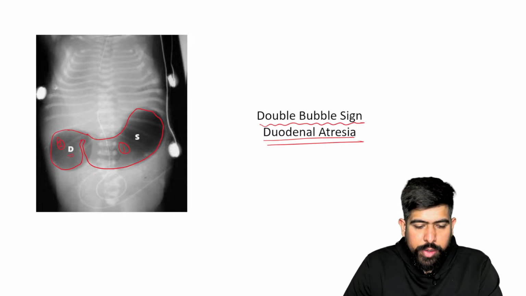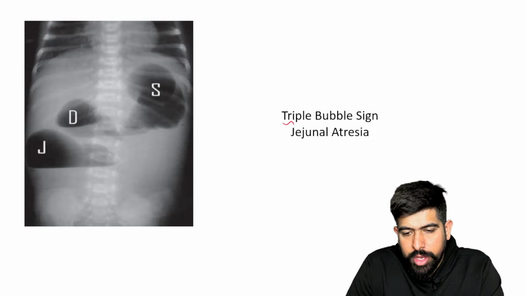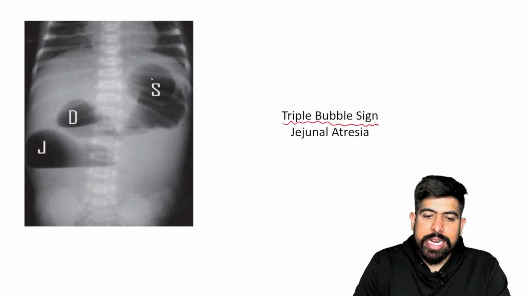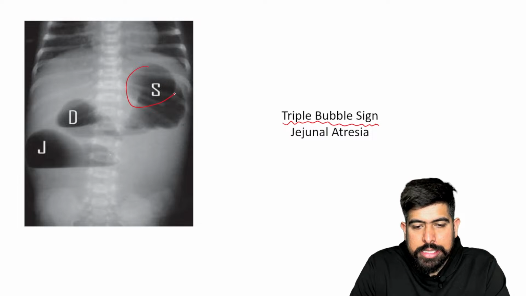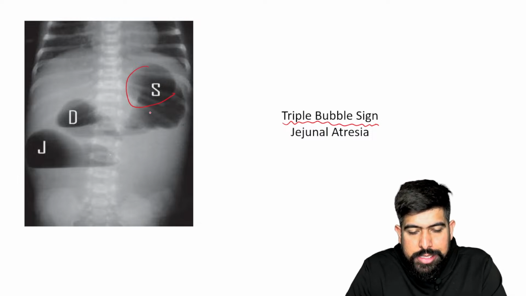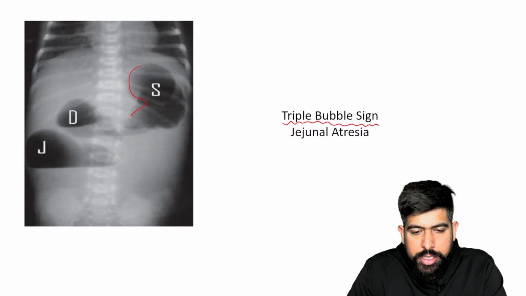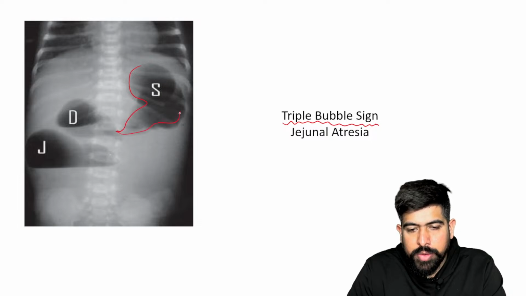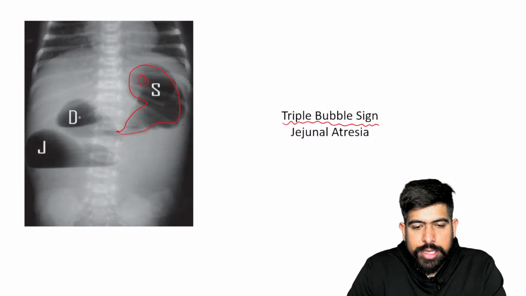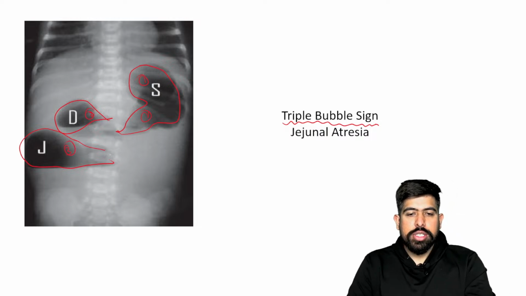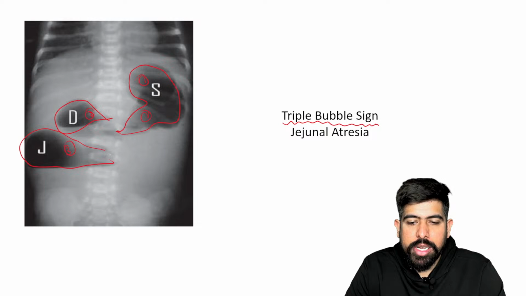Now, moving forward to the next image, which is the triple bubble sign. In the triple bubble, guys, again on the X-ray you can identify three bubbles. The first is the stomach bubble. The second bubble is the duodenal bubble, and the third bubble is from the jejunum. So this is the 1, 2, and 3. The three bubbles are seen there, so this is the triple bubble sign.